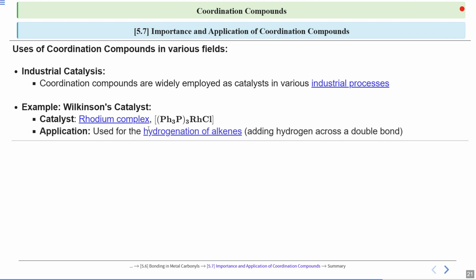The application of this catalyst is that it is used for hydrogenation of alkenes, that is, adding hydrogen across a double bond. That means the double bond is converted to a single bond. For this process, we use the rhodium complex, Wilkinson's catalyst, to increase the rate or speed of our reaction.